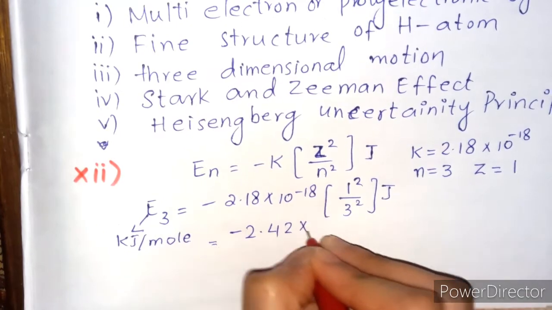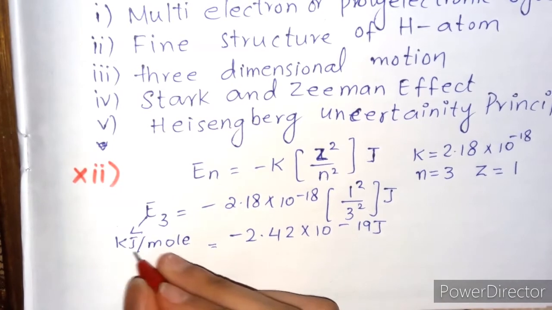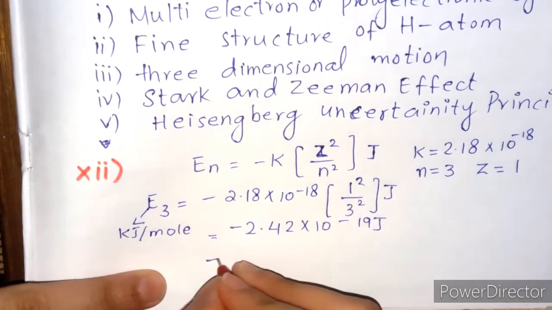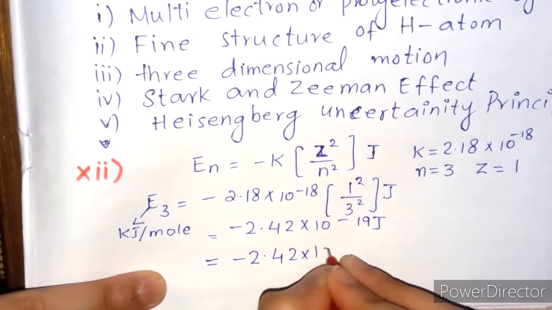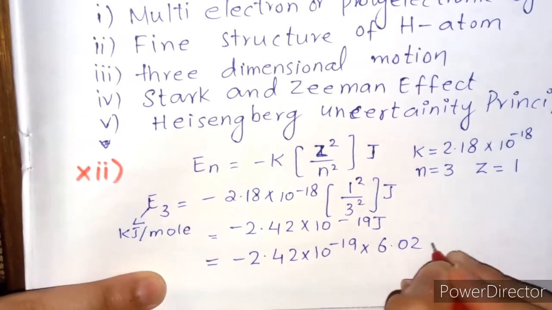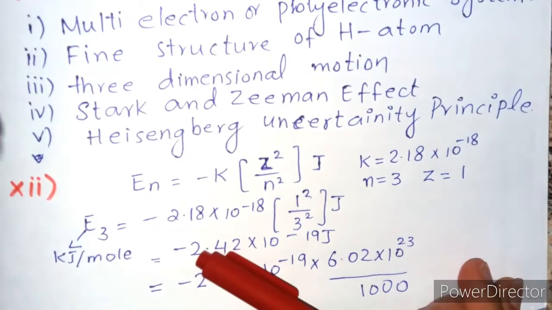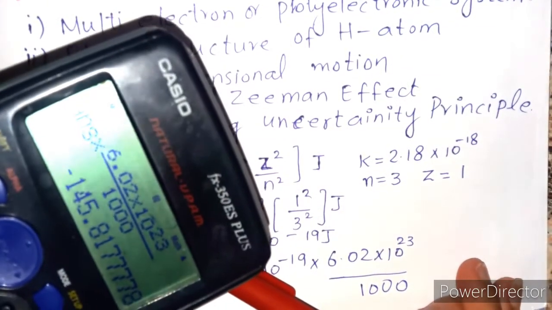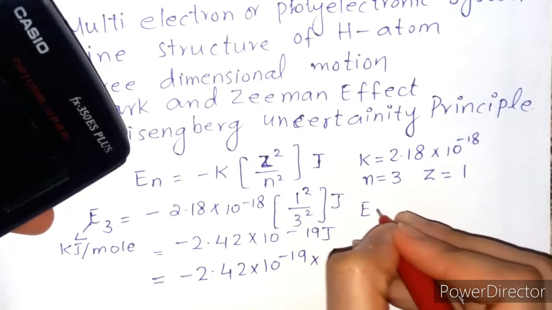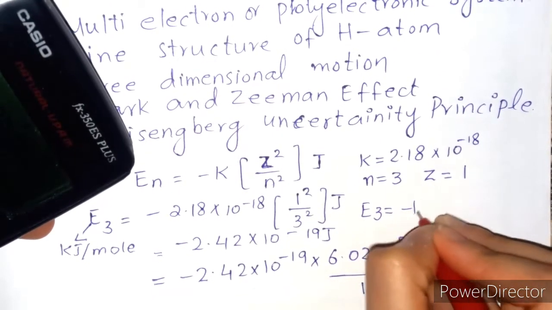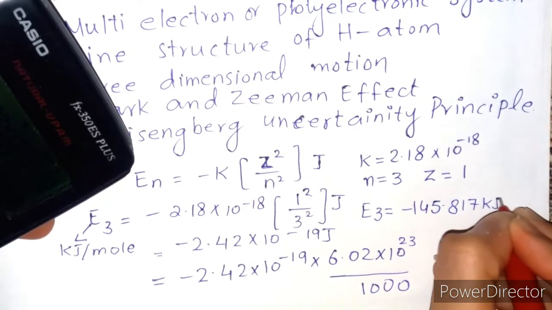So minus 2.42 times 10 to power minus 19 joule, but we need the unit in kilojoule per mole, so we multiply by Avogadro number and divide it by 1000. 6.02 times 10 to power 23 divided by 1000. So we get the answer minus 145.81. So the value of energy E3 is minus 145.817 kilojoule per mole.